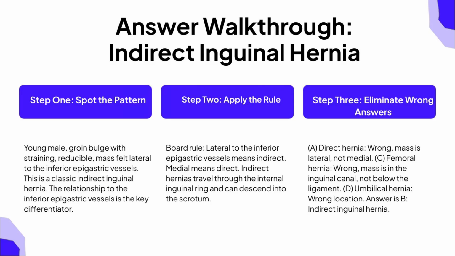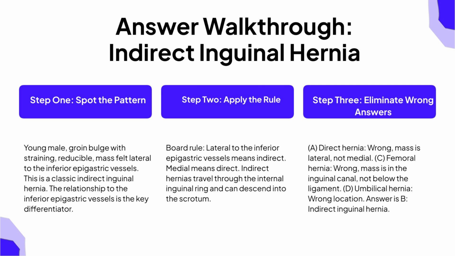Step 1. Spot the pattern. We have a young male with a groin bulge that increases with straining and reduces when lying down. On exam, the mass is felt lateral to the inferior epigastric vessels. This is the classic presentation of an indirect inguinal hernia.